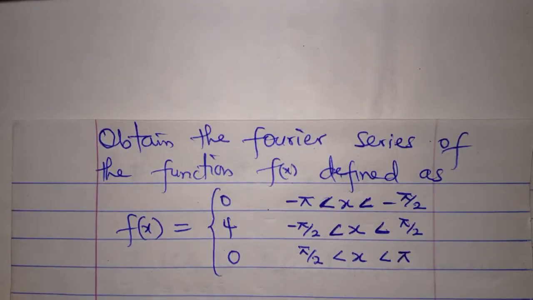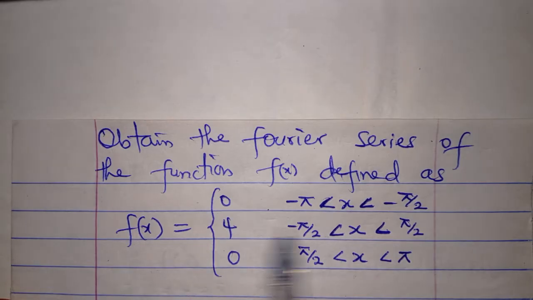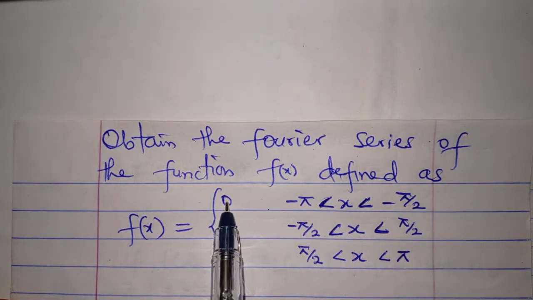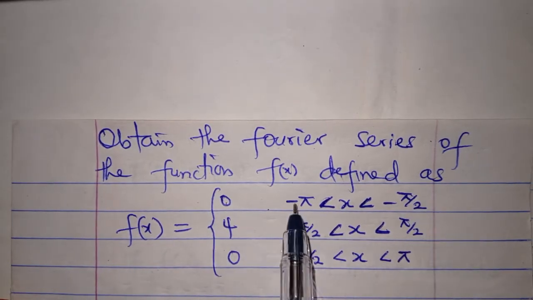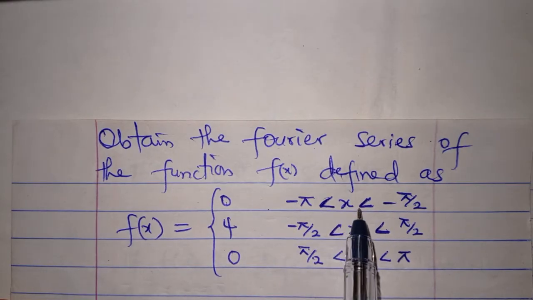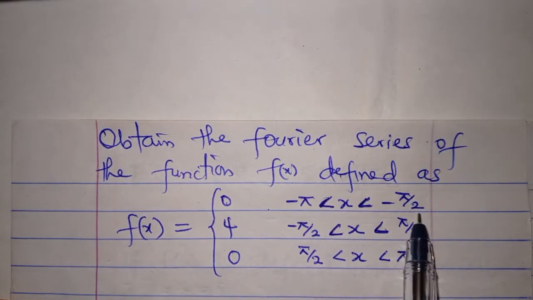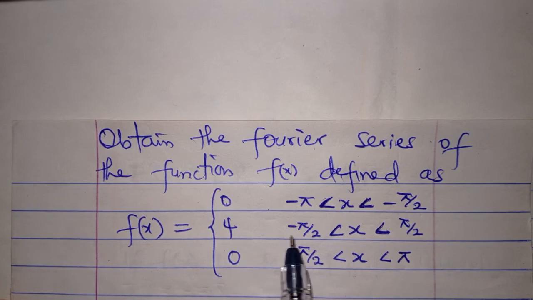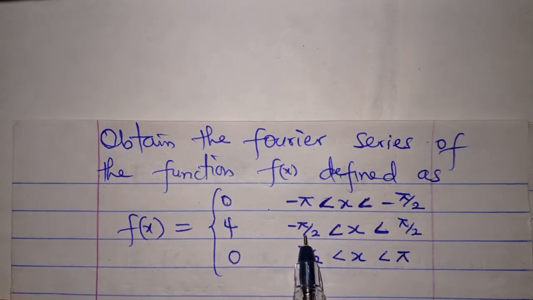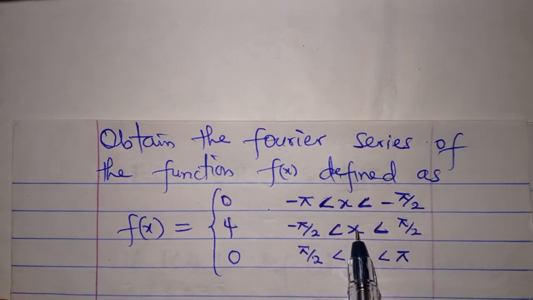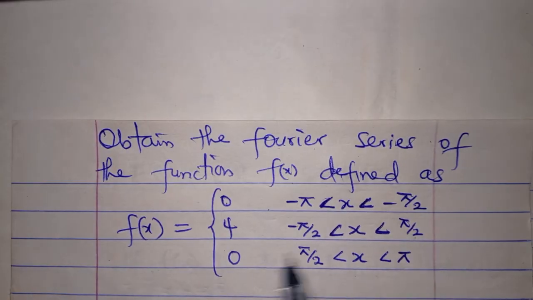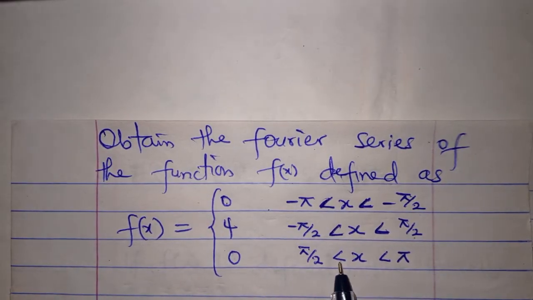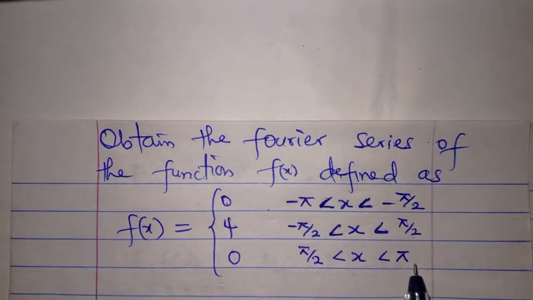Let us obtain the Fourier series of the function f of x defined by this: 0 in this interval, negative pi less than x, and x is less than negative pi over 2. 4 in the interval, negative pi over 2 less than x less than pi over 2. And 0 in the interval, pi over 2 less than x less than pi.